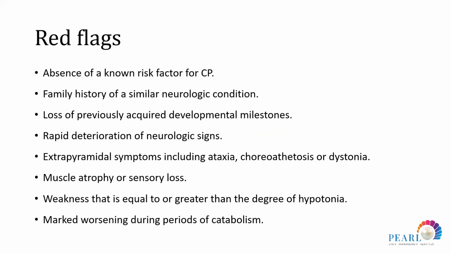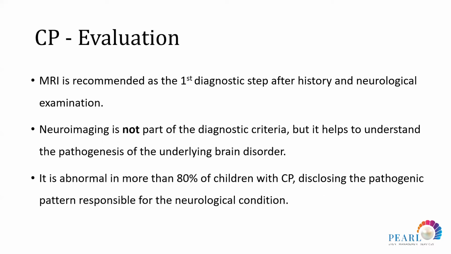If there is a loss of previously acquired milestones, if there is neuroregression, if there is rapid deterioration of neurological signs, if there are intense extrapyramidal symptoms like ataxia or dystonia, and mainly if this dystonia or ataxia is getting worse with catabolism, when there is a fever or fasting, if there is muscle atrophy or sensory loss, think more about neuromuscular conditions.